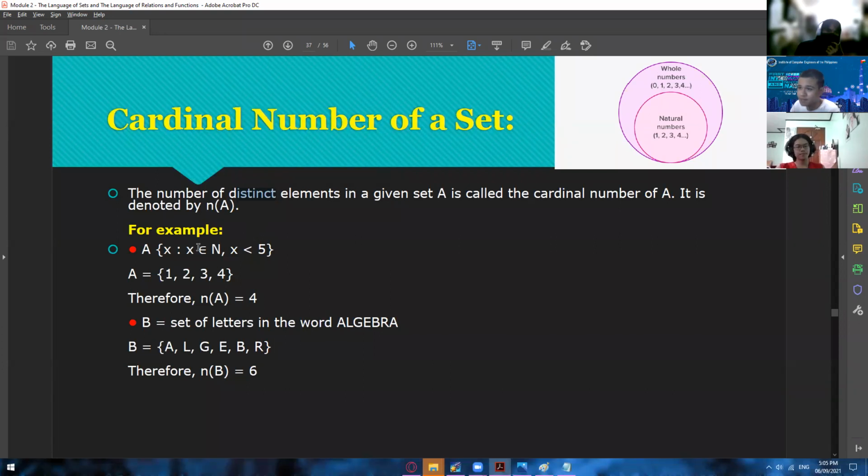So for example, we have this one, X is an element of n, and X is less than 5. Again, in natural numbers, we only have 1 and above, so 1, 2, 3, 4. So in here, we have 1, 2, 3, and then 4. If you are going to count the distinct elements inside of the set A, we only have 4.